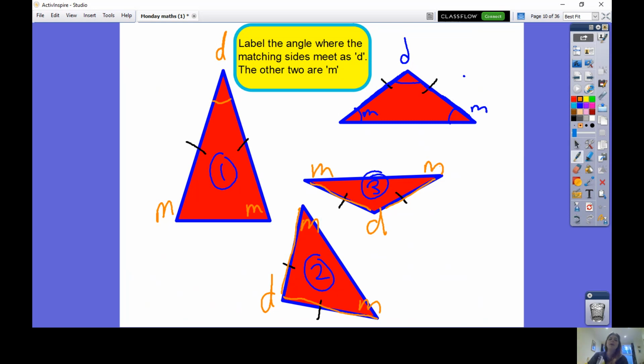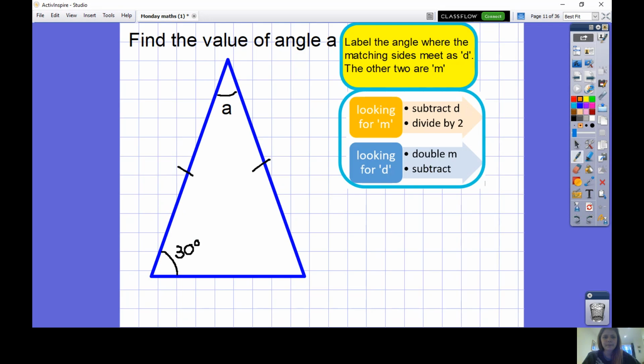If you struggled to identify which angle was angle D, just go back and re-watch this part of the video, because before you move on, you need to be able to identify in a triangle, whichever way round it is, which angle is different and which two are matching, because it's going to be essential for our understanding of how to find the missing angles in an isosceles triangle. The reason we need to be able to easily identify angle D, the different one, and angle M, the matching one, is because there's two different methods for when you're looking for it.